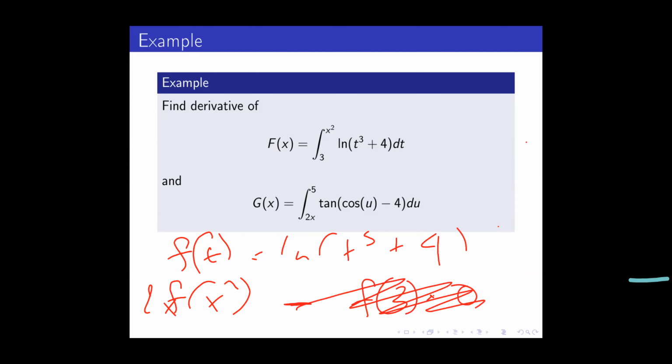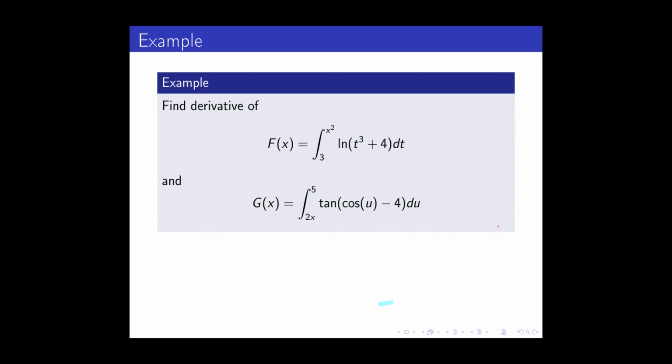So all you are left with is 2x times f at x^2. And that gives you 2x times log of x to the power 6 plus 4. Okay, very good. Anyone has questions?